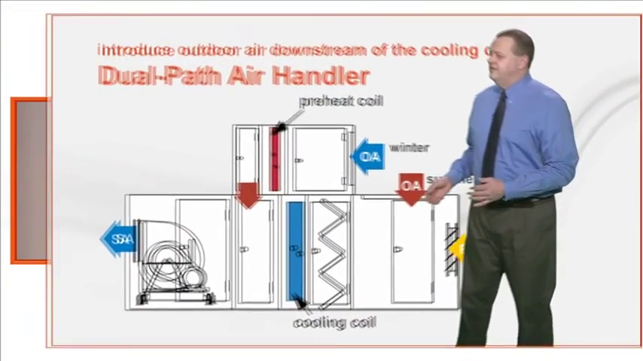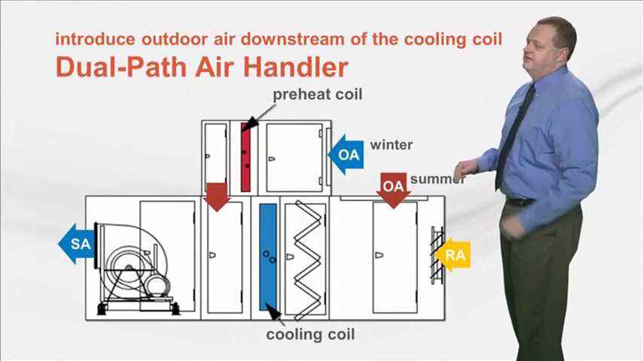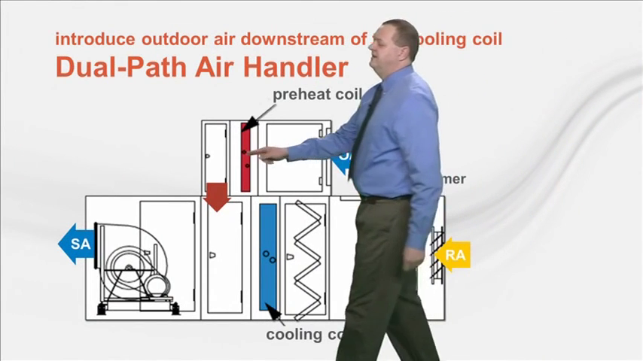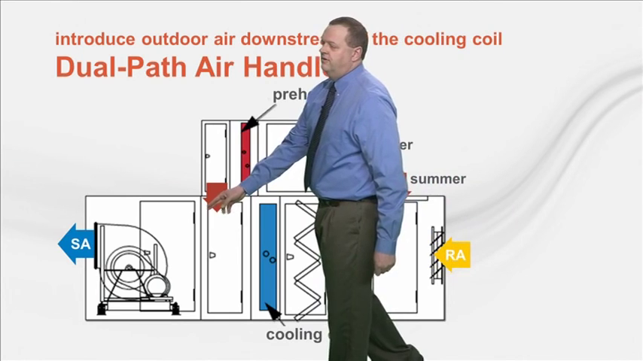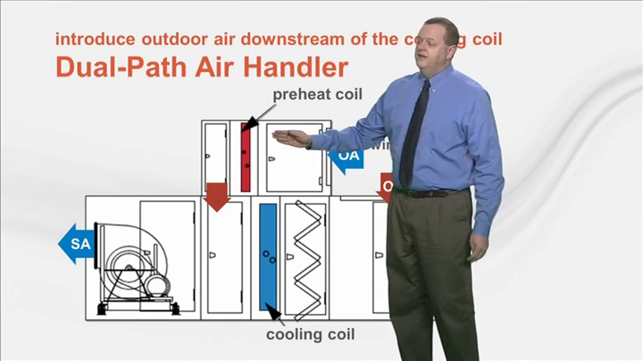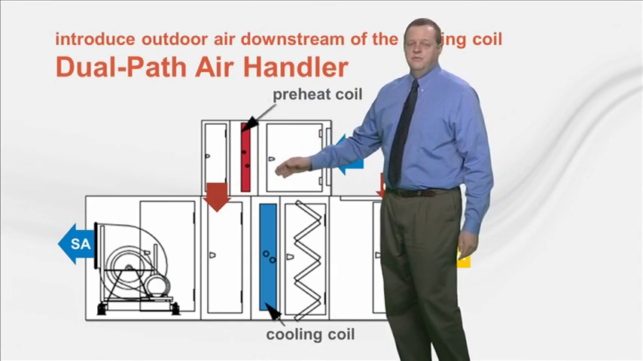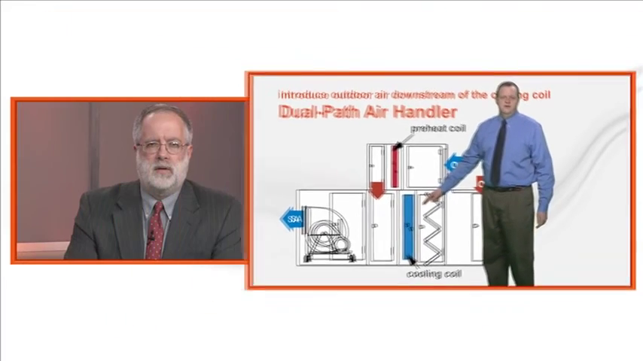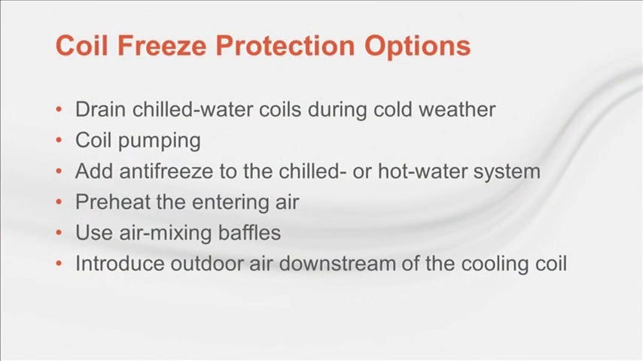The next approach is to introduce the cold outdoor air downstream of the cooling coil. This configuration uses a combination of two different size modules, so that the outdoor air is introduced downstream of the chilled water coil whenever it's colder than 32 degrees. This smaller air path might include a preheat coil, but it can't avoid the risk of freezing this chilled water coil. These are probably the most common methods used, but there are certainly others. Each method of freeze protection has its advantages and drawbacks, so choose the method that best suits your application.